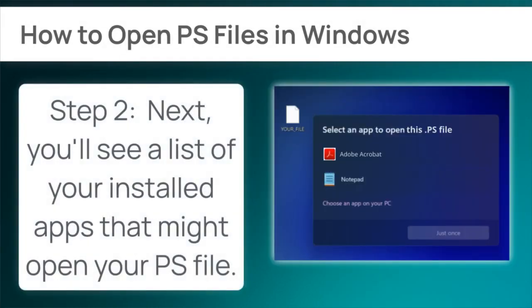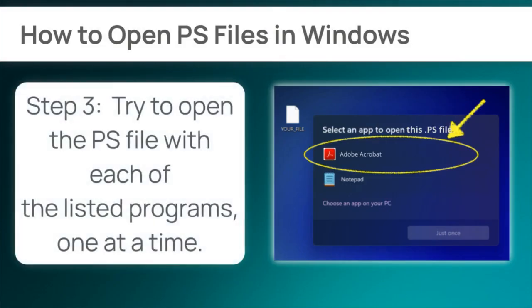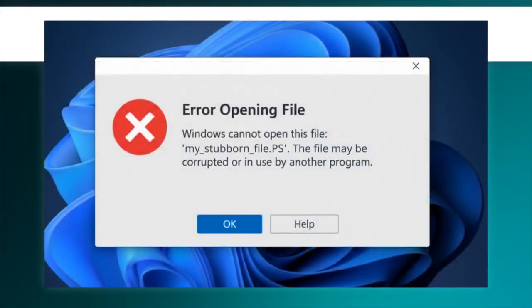Right-click the PS file and click Open with. Test Adobe Acrobat first. If it's unavailable, choose another program. The right key is on your PC. If your PS file continues to fail when opening, that is okay.